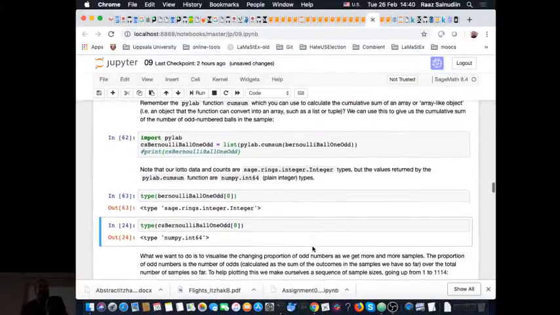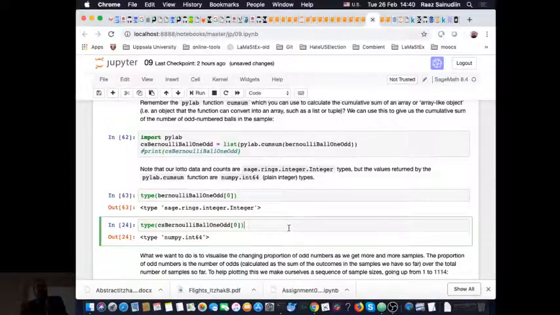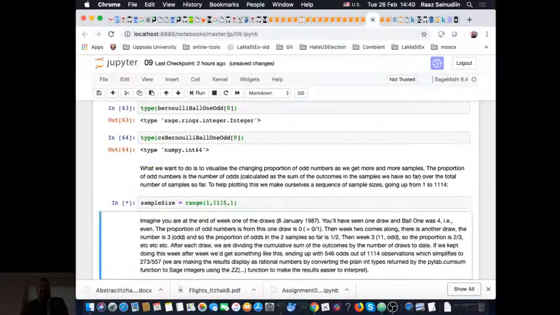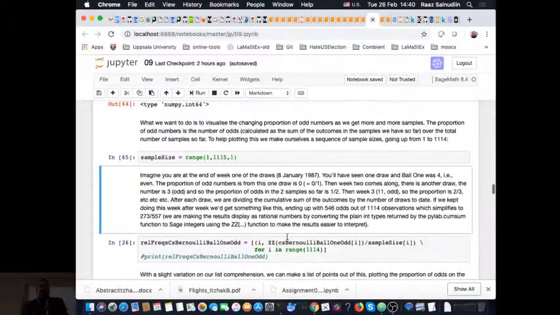Here is just a detail. This is the blessings and curses of Sage Math. 0 is a Sage ring integer, and what comes out of a NumPy cumsum is actually an integer 64. For this operation, these things won't matter, but you need to be aware of the types that are going in and out of different libraries.